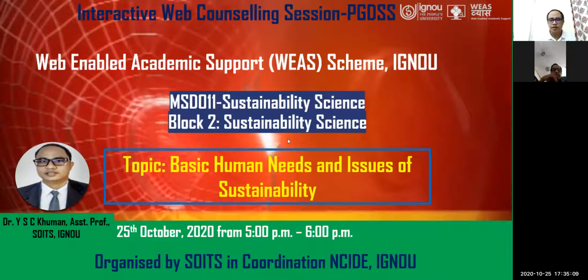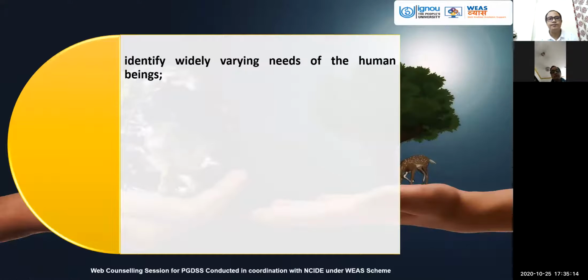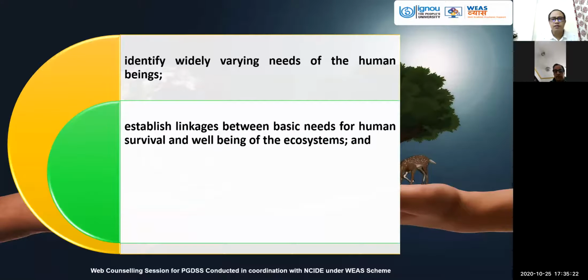So in this session, we will identify the varying needs of human beings, then establish linkages between basic needs for human survival and the well-being of the ecosystem.